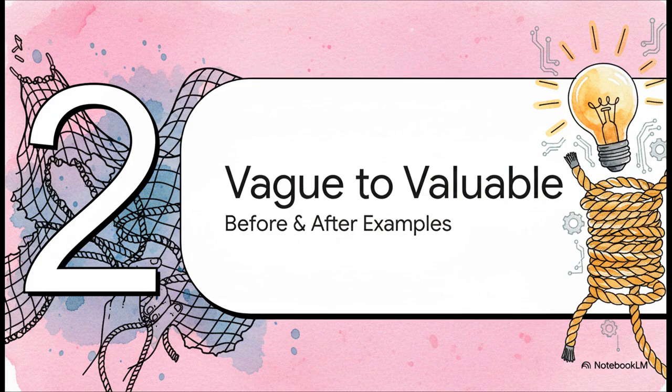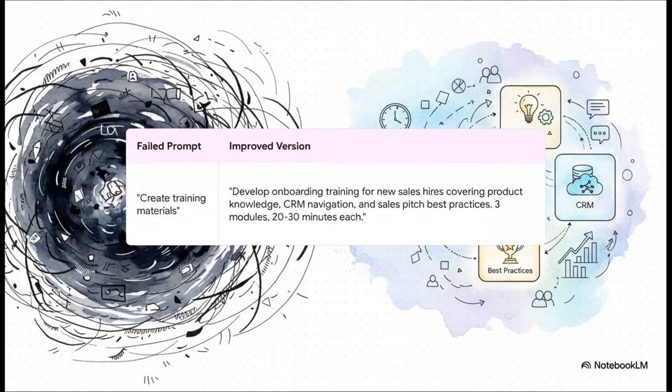The easiest way to really get this stuff is to see it with your own eyes. So, we're going to do a little before and after. We'll look at some pretty bad prompts, and then I'll show you how just a couple of tweaks can turn them into absolute gold. Okay, take a look at this. The difference is just night and day. The first prompt, create training materials, that's like a bottomless pit. The AI has no idea what you want. But look at the after. It's so much better. We know who it's for, new sales hires. We know what it should cover, product stuff, CRM, sales pitches, and we even know the format. 3 modules, 20 to 30 minutes each. See, now you're going to get something you can actually work with.